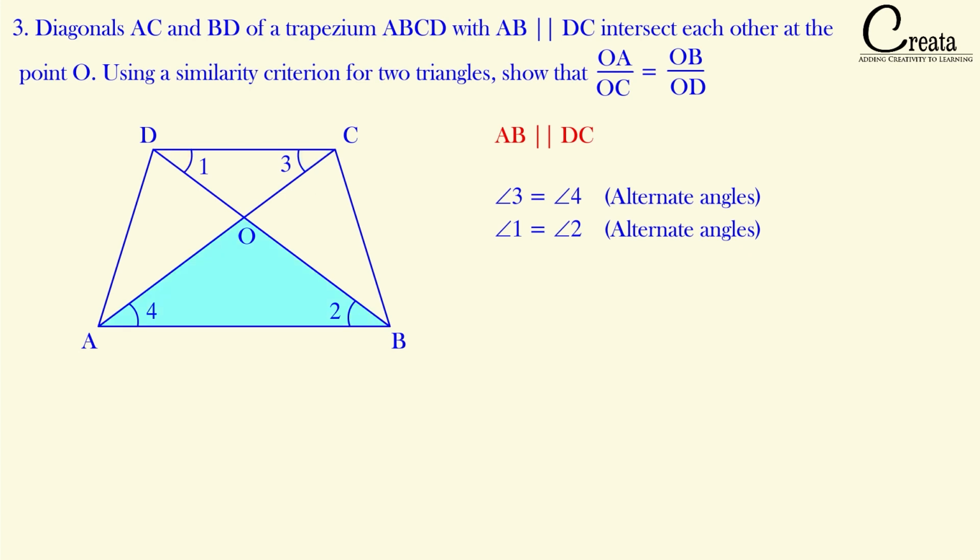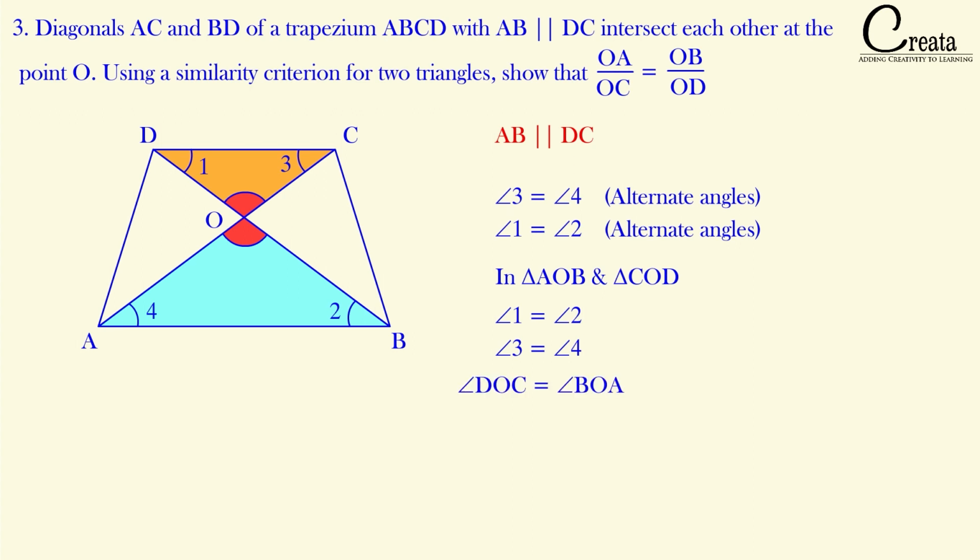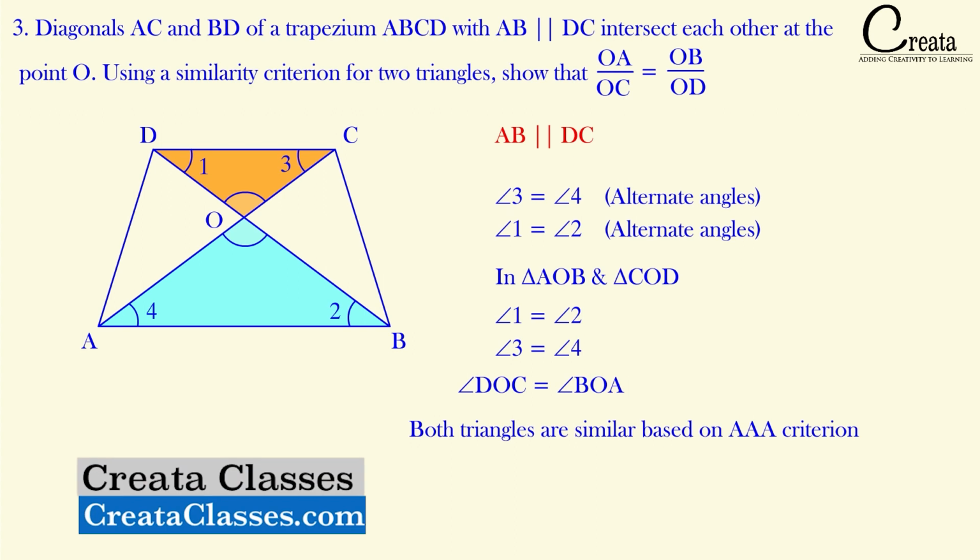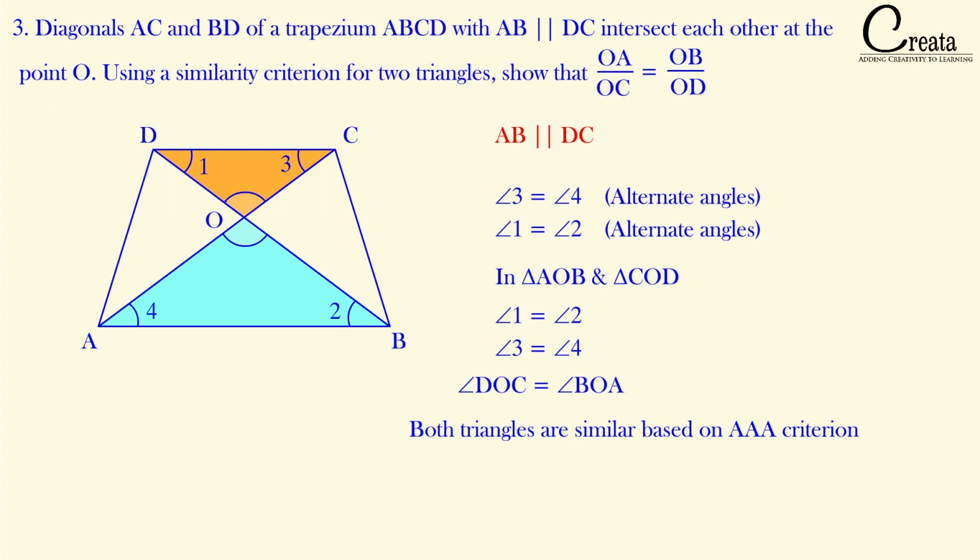Further, let's observe the triangle OAB and OCD. Here, if you observe these two triangles, all the three angles will be equal to each other. Angle 1 and angle 2 are equal to each other, and angle 3 and angle 4 are also equal to each other. The same we have just proved as equal as alternate angles. And angle O, that is these two angles are vertically opposite angles, so that will be equal to each other. So by angle criteria, that is AAA criteria, we can say both the triangles are similar to each other.